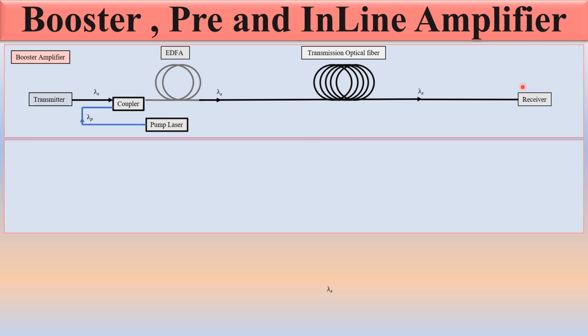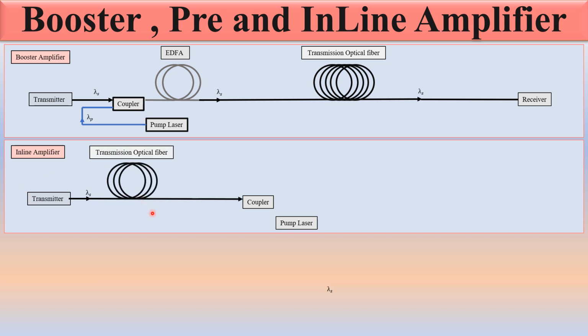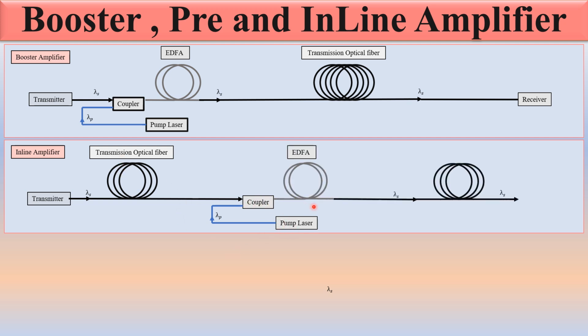Basically, the booster amplifier means when the amplification is at the transmitter side, it is called a booster amplifier. For the inline amplifier, you can see this is the lambda signal. This is a transmission optical fiber, and here the pump laser is in between the fiber span. So it is called the inline amplifier. Here is the transmission optical fiber, here is the transmitter, and the amplifier is used in between the transmitter and receiver. That's why it's called the inline amplifier. When this amplifier is at the start of the transmitter, it's called the booster amplifier.